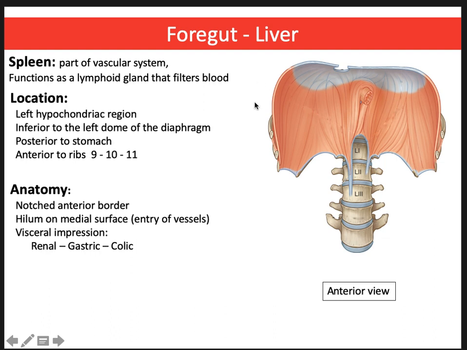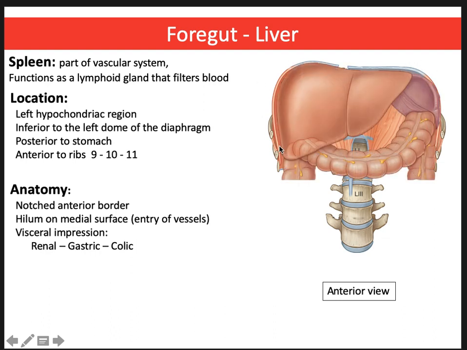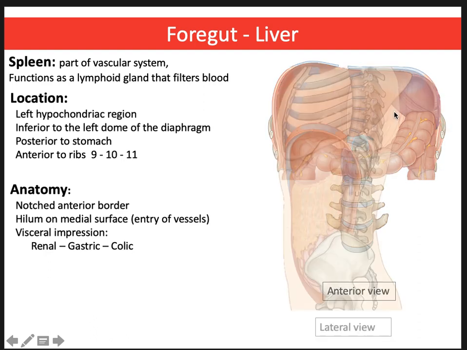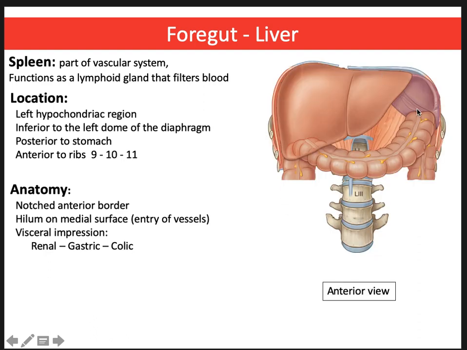So if we look at your diaphragm, you see the two domes, the right and the left. You see that the liver basically fits perfectly under the right aspect of your diaphragm. And on the left dome, you have your spleen. So the spleen is located in your left hypochondriac region, really adjacent to your liver and right behind your stomach, which is right here.